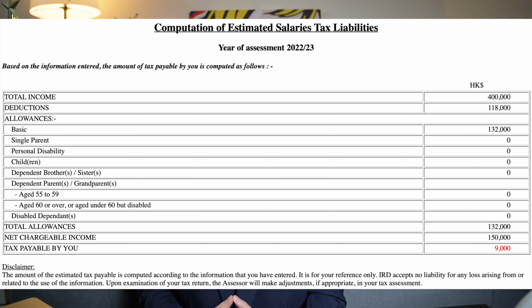Thus, they are subject to the rental expenses or the mortgage interest expenses. So for these scenarios, let's say that is the earning expenses they have to pay, and every year the tax payable will be only 9,000 Hong Kong dollars per year.